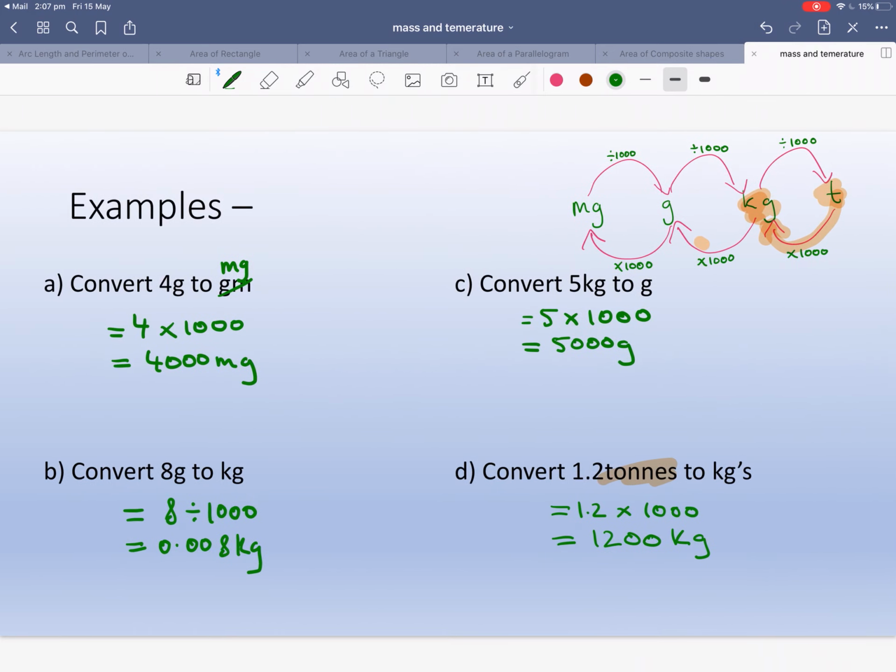And that's it. So that's converting in mass, which is a lot easier than measurement.